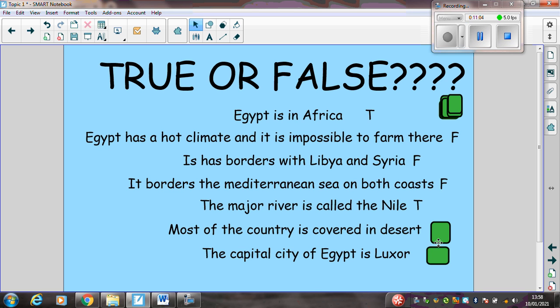Most of the country is covered in desert. Like I said, that is true, apart from the areas around the River Nile with that strip of green, if you were to look on Google Earth. And the capital city of Egypt is Luxor. Well, that is false. The capital city, as we know from looking at that map, is Cairo.